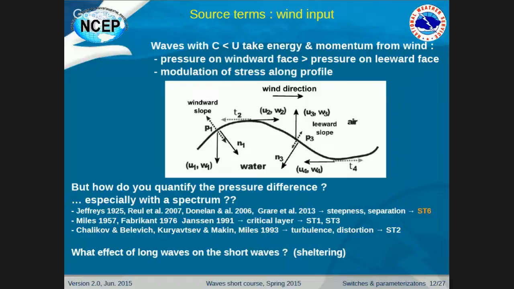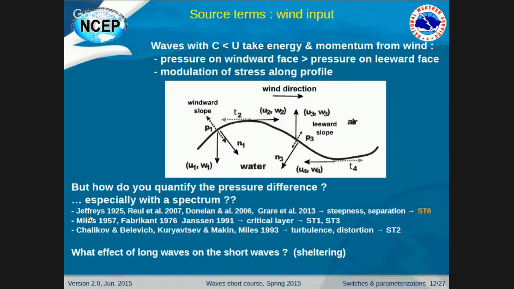And you expect that at some point, if the wave is very steep, the airflow will separate, and so you get a recirculation bubble on the other side, and that makes a big pressure difference. And depending on how strong this separation is, you get a much stronger or weaker wind input. And that is the basis for the ST6 wind input. And that's the only parameterization in WAVEWATCH that has this kind of effect.